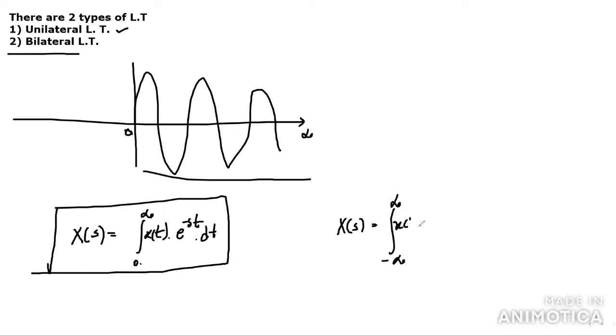Bilateral Laplace transform. Now I have a question. If I'm going to multiply the x of t signal with a unit step signal, now will it become unilateral or bilateral? How many of you are saying that it will become a unilateral Laplace transform? Please raise your hands.